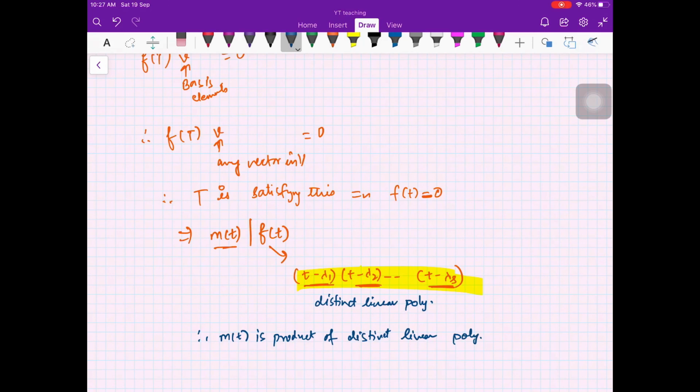Okay, so this is how you can use the primary decomposition theorem to prove this important result, that a linear operator T from V to V is diagonalizable if and only if its minimal polynomial is a product of distinct linear factors.